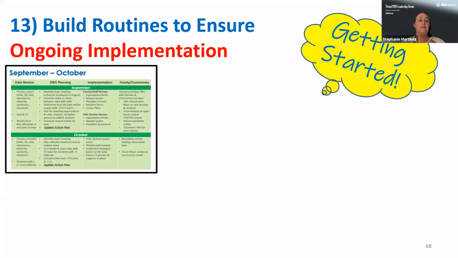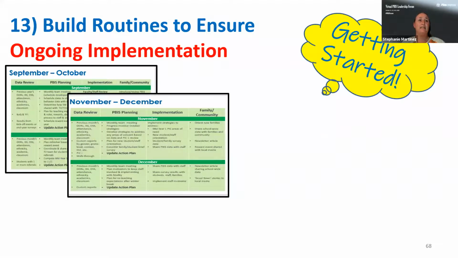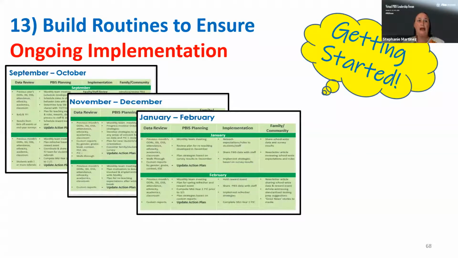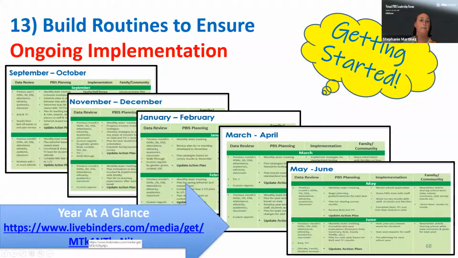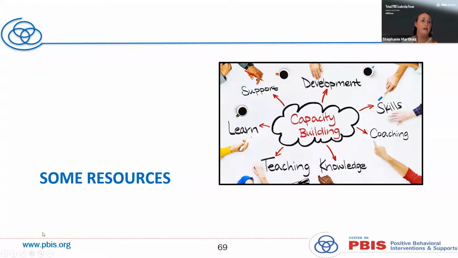And the last of the ones I'm going to talk about is building in routines. So thinking throughout the year what you want to do for implementation. So here's just an example of a school that has taken their action plan they've developed for the year, and then they've laid out what they're doing across every month for data review, planning, implementation, and family and community involvement. Again, we've got the links of where you can find it on the computer. Just some additional resources, and I'm going to turn that back to you, Heather.